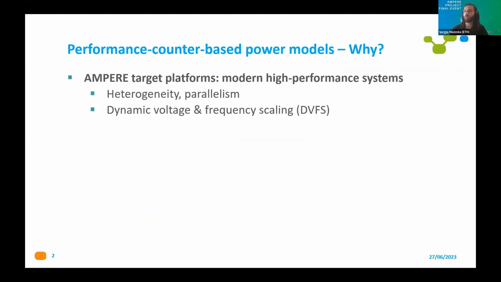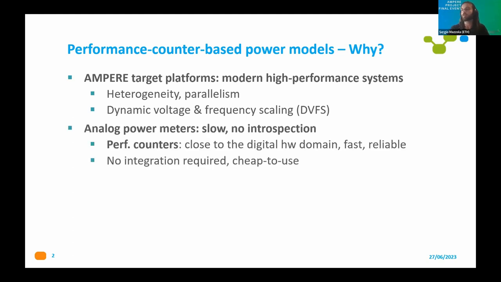Why is that? AMPERE is targeting modern high-performance systems, which usually feature a high degree of heterogeneity and parallelism, and features such as dynamic voltage and frequency scaling. One may say you can use analog power sensors to estimate energy. The thing is that these kinds of sensors are slow with respect to the high-performance systems that we target, and they provide no level of introspection for the platform resources. So we rely on performance counters, which are much closer to the digital hardware domain, and they provide fast and reliable measurements, requiring no integration and so being very cheap to use.